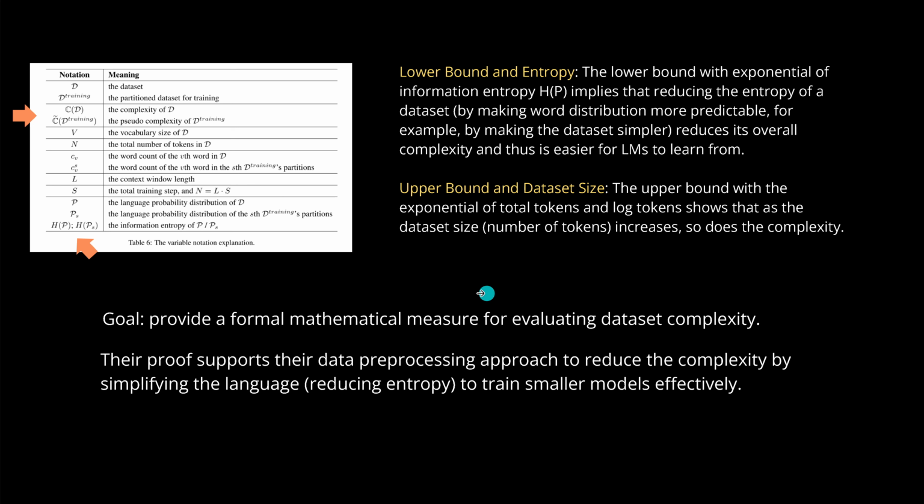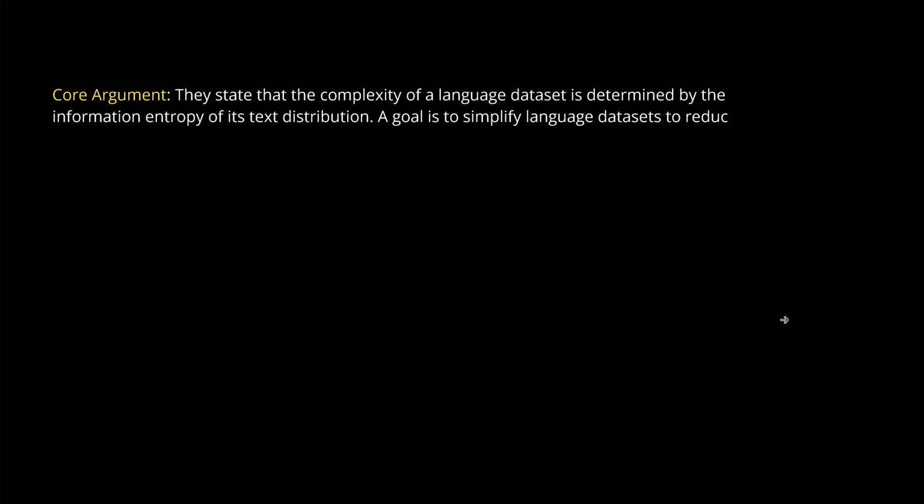I think I understand why they do it here. Their goal is to provide a formal mathematical measure for evaluating the dataset complexity for their scaling. But I don't know, I have a feeling that their proof supports, in their view, the data preprocessing approach to reduce the complexity by simplifying the language, thereby reducing the entropy of the information to train smaller models effectively. But this is nothing that I would doubt. This is what I would expect. I would be more interested in the hidden complexity. That is not that you say, yeah, if you make the dataset simpler, you reduce the complexity, and therefore it is easier to learn. Yes.